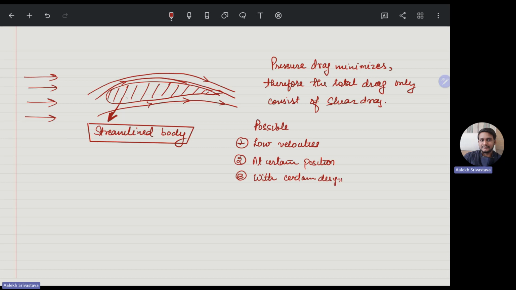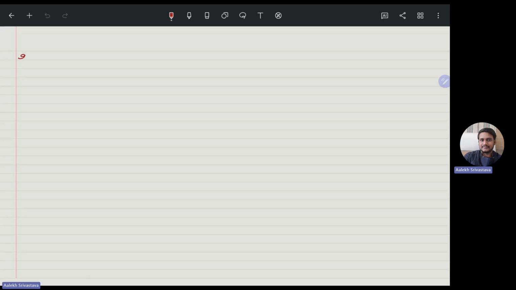So if you just increase the angle of attack and make it slightly elevated in this way, you will get separation and you will get pressure drag. Now this is what is called a streamlined body. Now you have another body that is called a bluff body. So the second thing is what is called a bluff body.